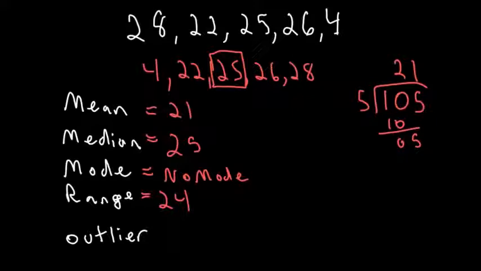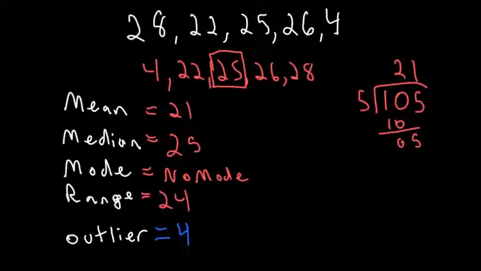Now I included another term there, outlier. And an outlier is a number that doesn't quite fit in with the other numbers. So if you look, my first 4 numbers there are all in the 20s, and then I have a number that's 4. So my outlier there equals 4, because 4 doesn't quite fit in with all the other numbers because they're all in the 20s.